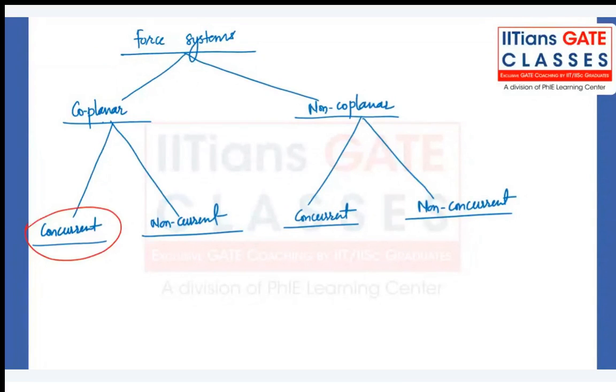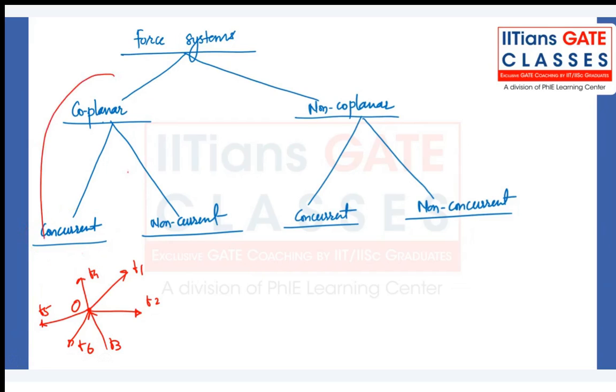So this point is O. One force is going in this direction, one is coming in this direction, one is going in this direction, this direction. For example, F1, F2, F3, F4, F5, F6. So basically, all six forces are passing through point O, right? That is a single point. Hence, this is a concurrent force system. This concurrent force system is possible not only in coplanar but also in non-coplanar, right? So we may have a coplanar concurrent force system or a non-coplanar concurrent force system.